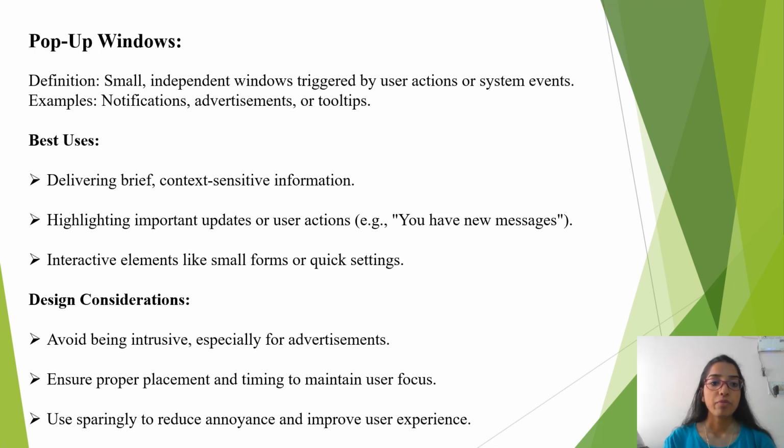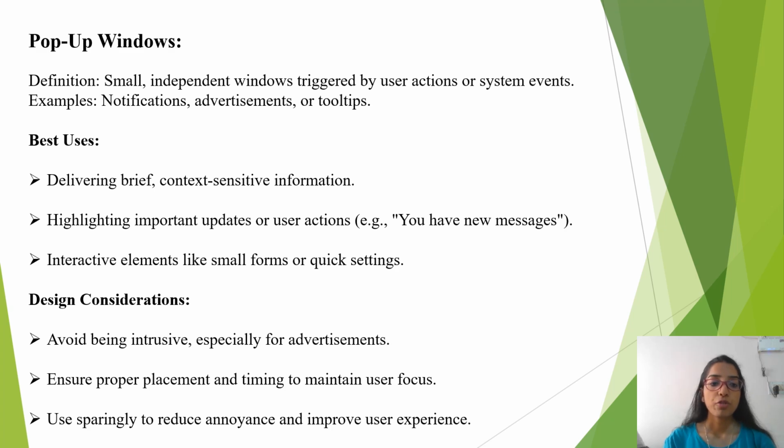Next, pop-up windows. The definition of this is small independent windows triggered by user actions or system events. Examples of these windows are notifications, advertisements or tooltips. Best uses of pop-up windows are delivering brief context-sensitive information, highlighting important updates or user actions, for example, you have new messages, and interactive elements like small forms or quick settings.